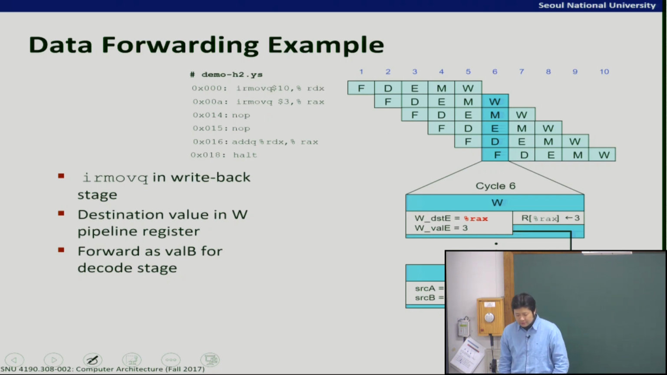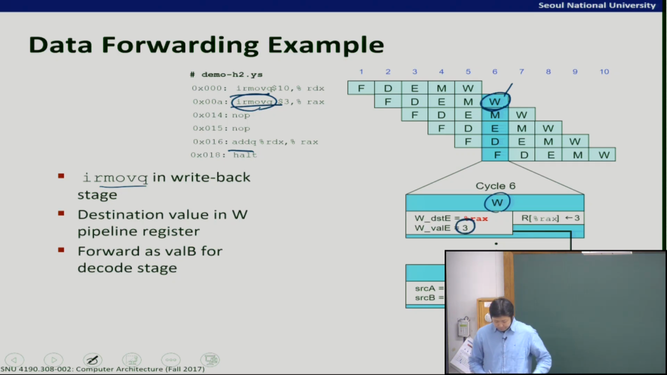So let's think about this example again, the same example. Let's think about this move add instruction. Currently, this IR move Q instruction is in write back stage in cycle 6, and the destination value is in the W pipeline register, right? Because in cycle 6, in write back stage, this value 3 is available in the W underscore val E field in the pipeline register W. The value is already there.